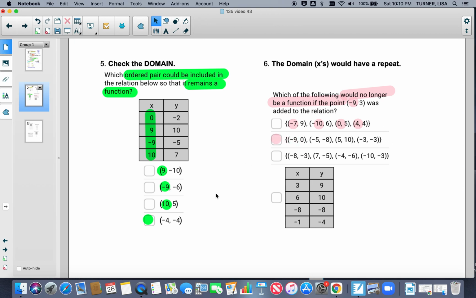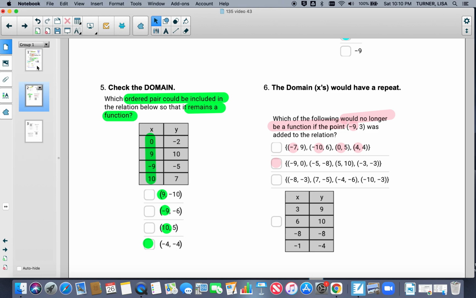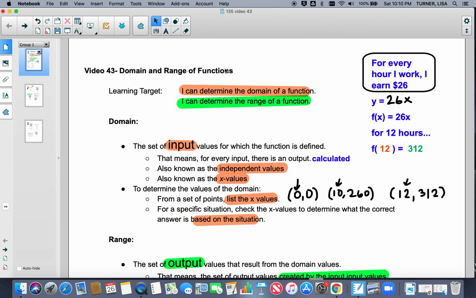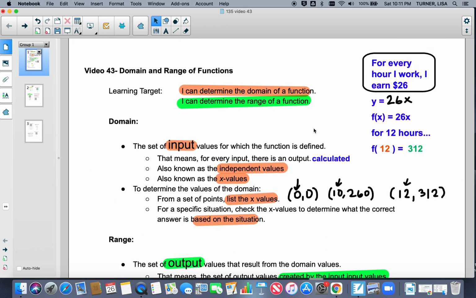It's a little tricky reading carefully and reminding ourselves that x is domain, y is range, and that the x's cannot repeat. No. Thanks for listening and taking notes.